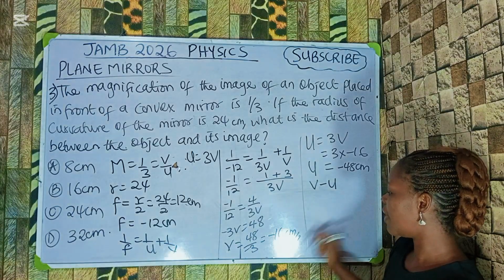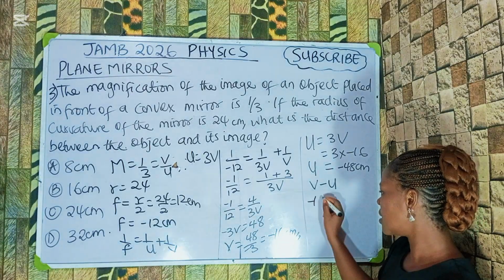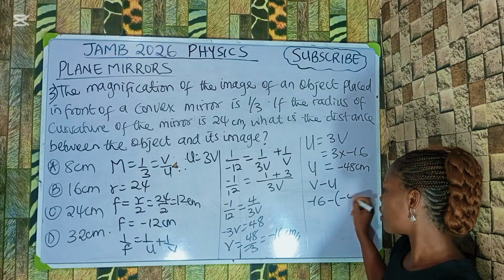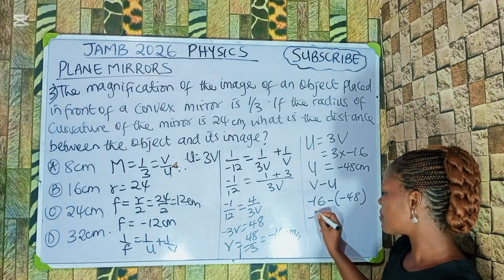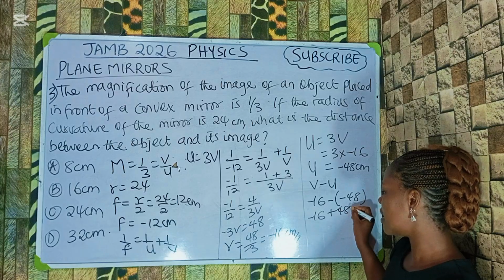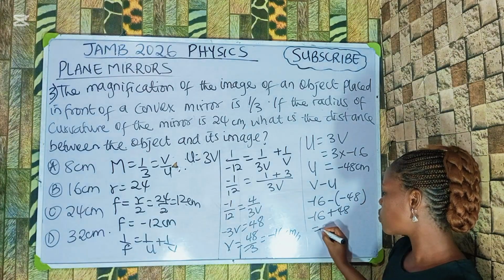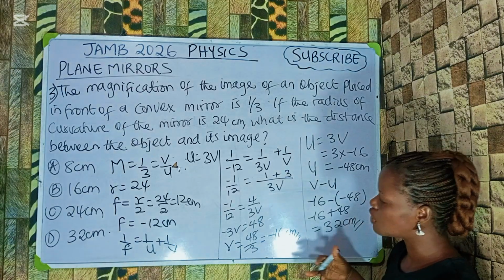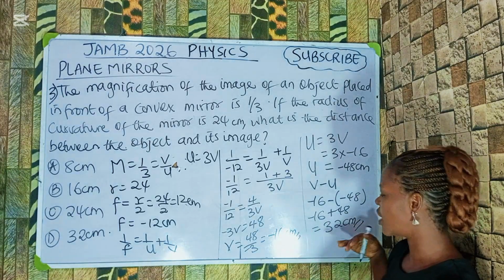Just let's put in our values. Our v is minus 16, then minus my u, which is minus 48, okay? Which is minus 16, minus minus is plus 48, right? That will give rise to 32 centimeters. So the distance between the object and its image is 32 centimeters.